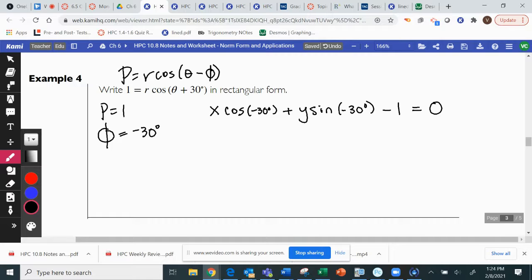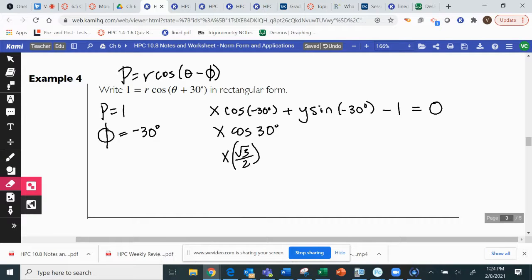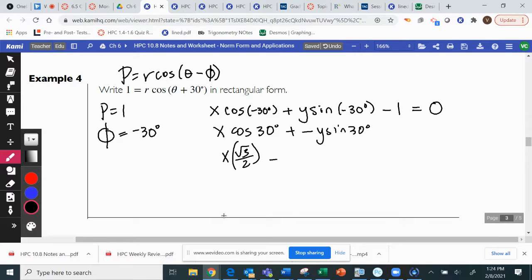Do you guys remember your identities? What's cosine negative 30 the same as? Cosine 30. And cosine of 30 is? It's radical 3 over 2. What's sine negative theta? Sine negative 30 the same as? It's the same as negative sine 30. So we'll have minus a half y minus 1. Is that it?